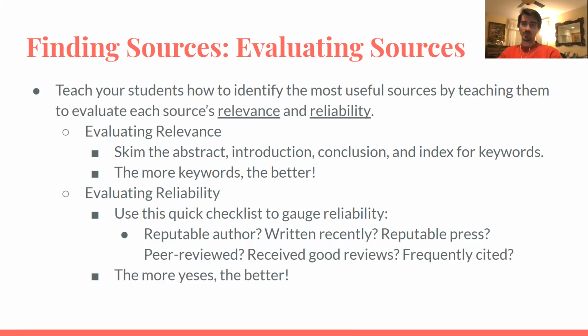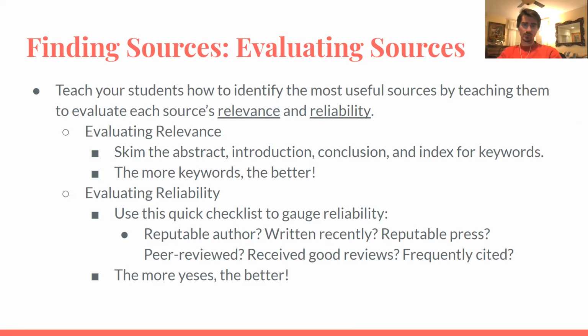a source's abstract, just count the number of keywords that are related to your topic that you're researching about. And the more keywords appear, the more relevant that source likely is to your research. And then you can just put that into EasyBib and drop it in your bibliography to come back later.